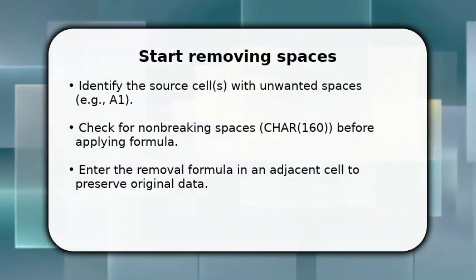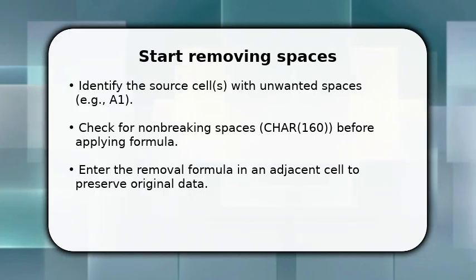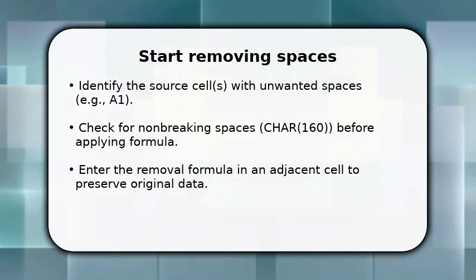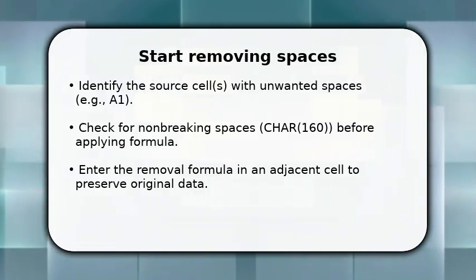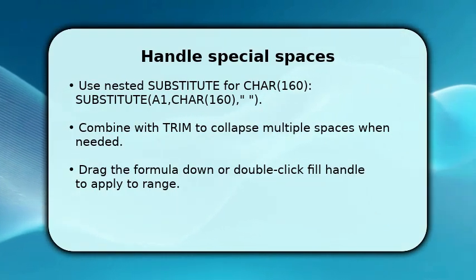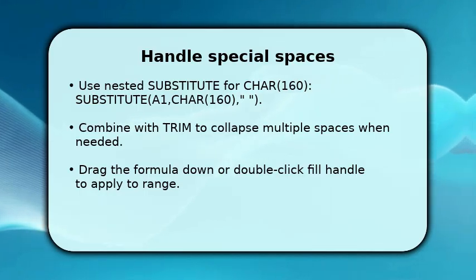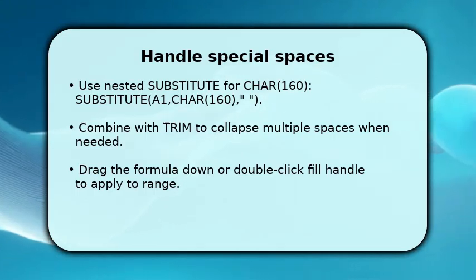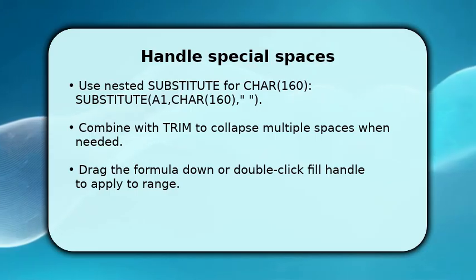If the cell still looks spaced, pause. The next step handles hidden or special space characters that standard replace misses. Once done with the basic substitute, make sure to handle special non-breaking spaces by nesting =SUBSTITUTE(A1, CHAR(160), ""). Then, if your goal is to collapse extra gaps rather than delete every space, wrap with TRIM: =TRIM(SUBSTITUTE(A1, CHAR(160), " ")). This preserves single spaces between words while removing extras.